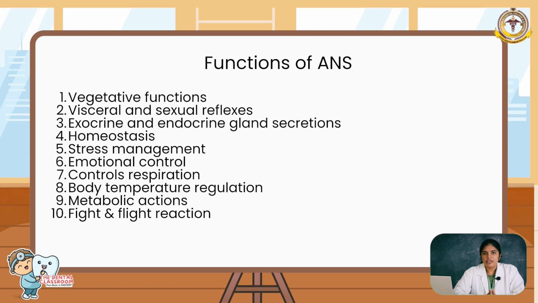Now we will see the general functions of the autonomic nervous system. It is involved in the vegetative functions, that is, it controls our heart, respiration, and then the visceral and sexual reflexes. It is involved in homeostasis, that is, it maintains homeostasis. It controls stress management and it is involved in the emotional control of our body. It regulates our body temperature, and it is involved in metabolic reactions. And finally, the most important one is the fight or flight reaction. So all these are the general functions of the autonomic nervous system.